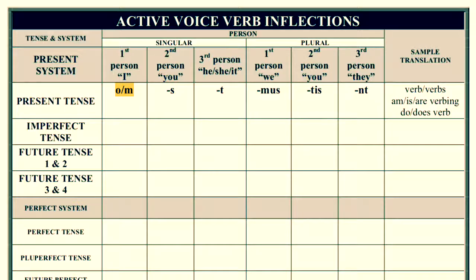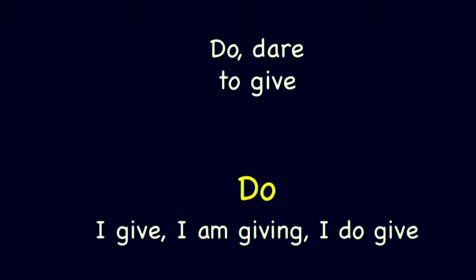Remember that if there is a plural noun or two singular nouns as the subject, I must translate the nouns as the subject and not the pronoun. Now let's take a look at some verbs which are using these inflectional endings and see examples of how we should translate them. The first verb that we are going to look at is do, dare, which means to give.